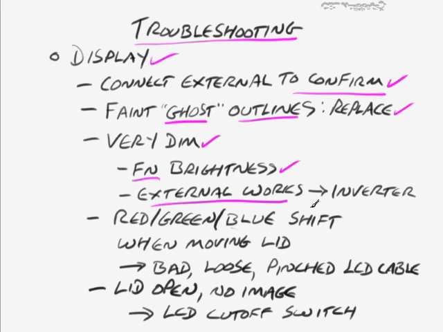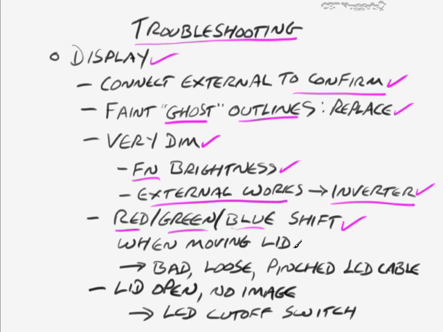But if it's still dim, but the external works, then it's probably the inverter, and it's not properly powering that LCD. You may also run into situations where, as you move the lid back and forth on its hinges, you may see varying shades of red, green, or blue in the color shift. It might just kind of switch or alternate between those.